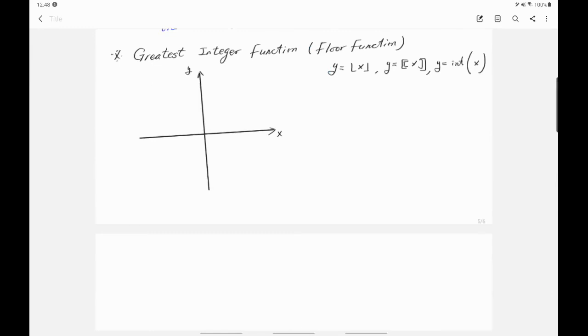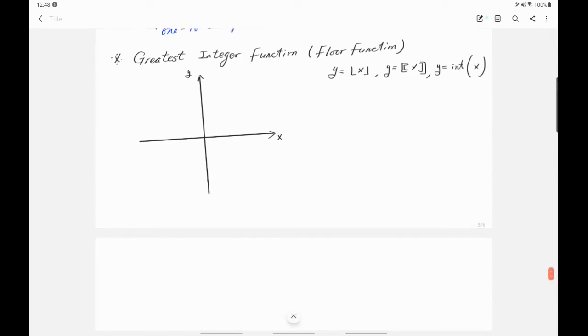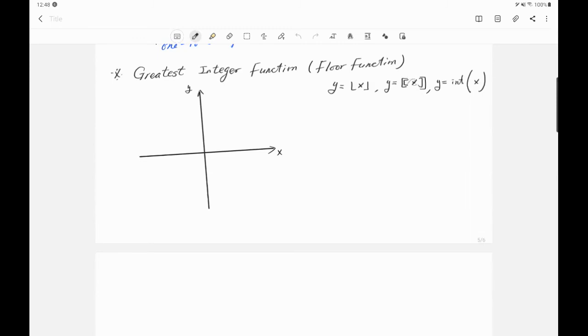Okay, now the definition of the greatest integer function. This means the function is written as something like this. The symbol is different. Here is the variable x, and then we have this symbol, and also the double square bracket symbol and the int parenthesis symbol. These symbols all mean the same thing. So the greatest, as you see the title, greatest integer.